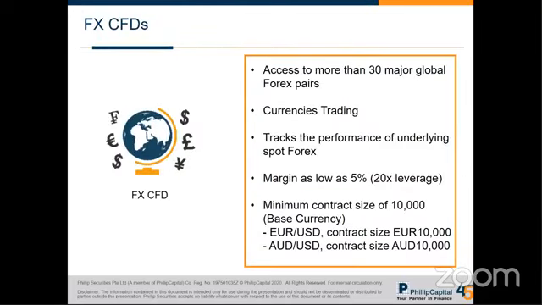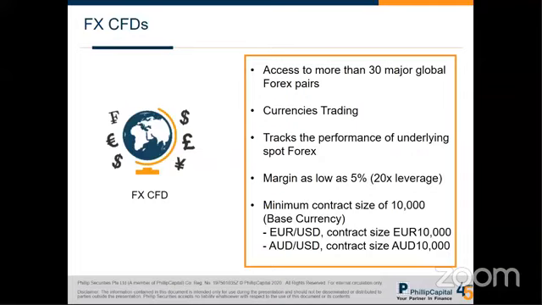Okay, so for FX CFD, it's a contract for difference in the forex. So you can access more than 30 major global forex pairs. Currently, we have 36 pairs to be exact. So it's a kind of currencies trading. You've heard of a lot of your friends, maybe your neighbor, your nephew, trading FX. So CFD is one of the products that allows you to access the forex market. It tracks the performance of the underlying spot forex.